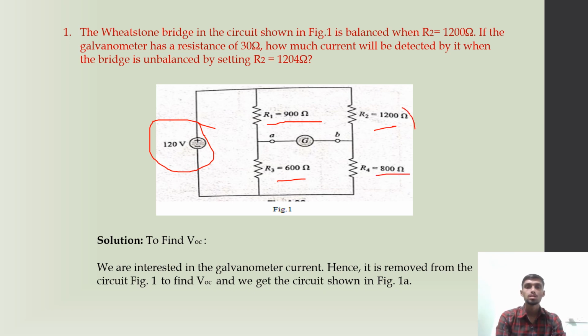We want to replace this R2 resistor with 1204 ohm and calculate the voltage across the galvanometer and the resistance across this network. And in total, we want to find out the current through the galvanometer.